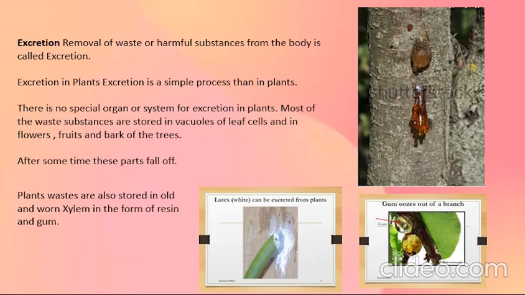And here you can see the picture of the bark of a tree oozing out gum. So it is nothing but a waste of the plant. Whereas some of the waste materials of the plants are useful to humans also. That is the gum, the resin and even the latex of the rubber which is coming out from the rubber tree is also a waste, but it is useful to us.